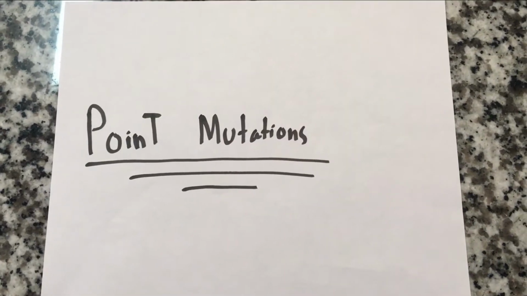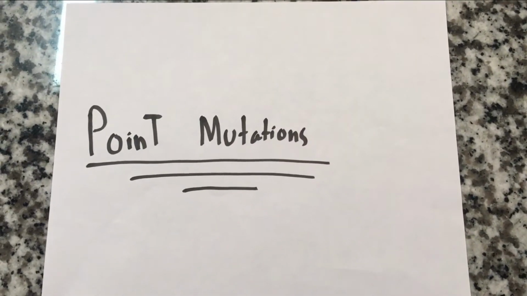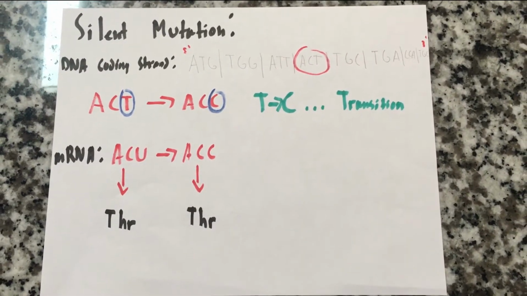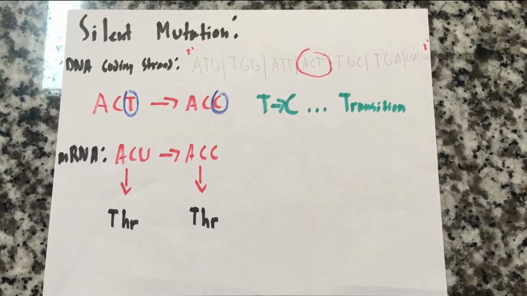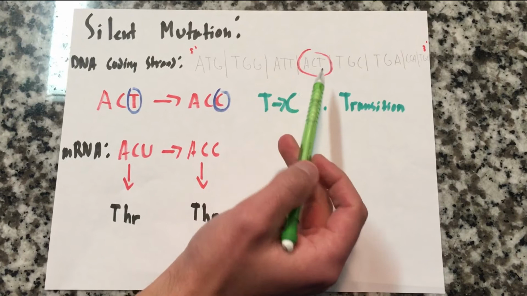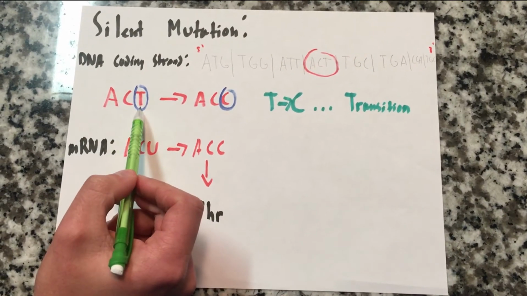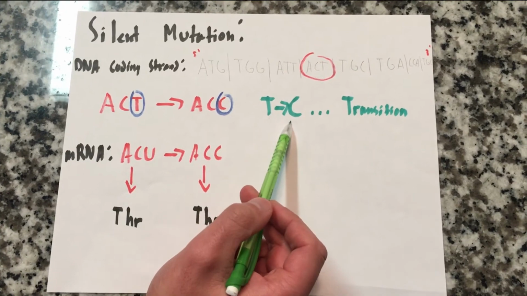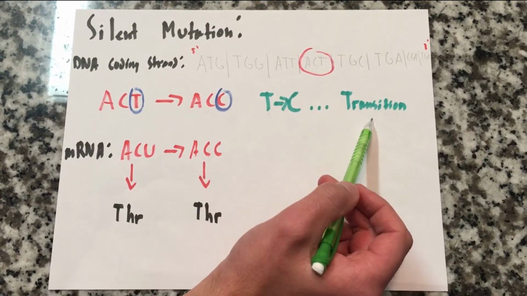I'll now be discussing 4 examples of point mutations. Looking back at our DNA codon strand, we are going to conduct a silent mutation. Zooming in to our ACT over here, we're going to change our thymine to a cytosine. This transfer from a T to a C is going to be an example of a transition.